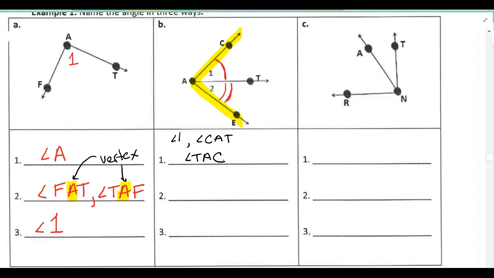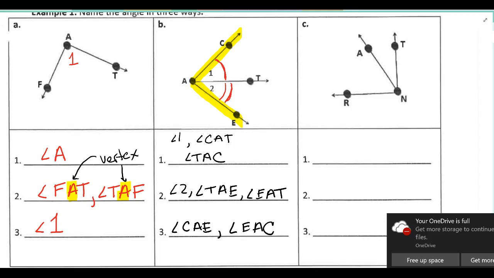All right, so why don't you go ahead and pause the video and see if you can name the other 2 angles in a couple of ways. And when you restart the video, I'll have some answers up there, and you can compare yours to mine. So pause the video now and see if you can find some additional names for the other 2 angles.